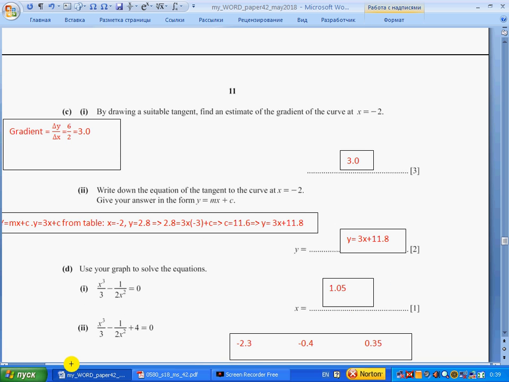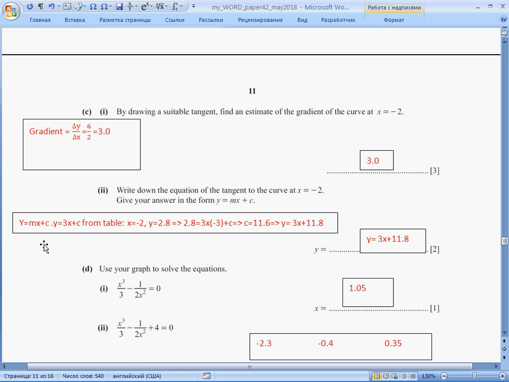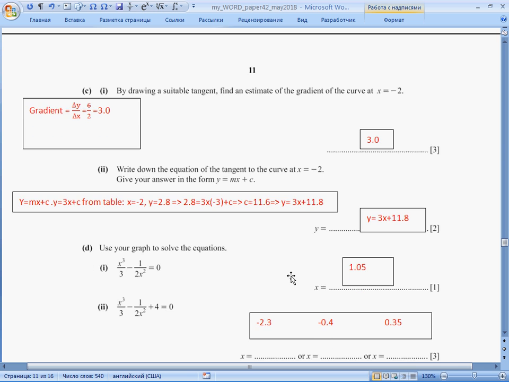Write down the equation of the tangent. So the equation is y equals mx plus c. The gradient is 3, so m is 3. From the table we know that the tangent goes through the point minus 2, 8. We substitute these values and we find c. Then we write the expression for y.